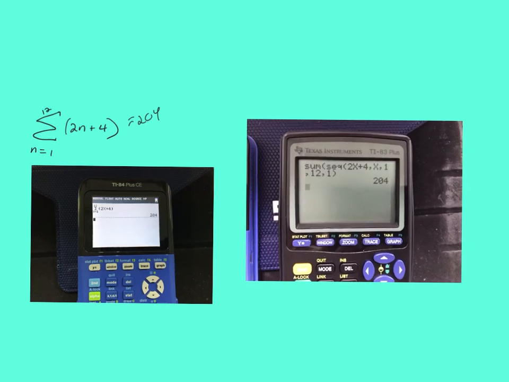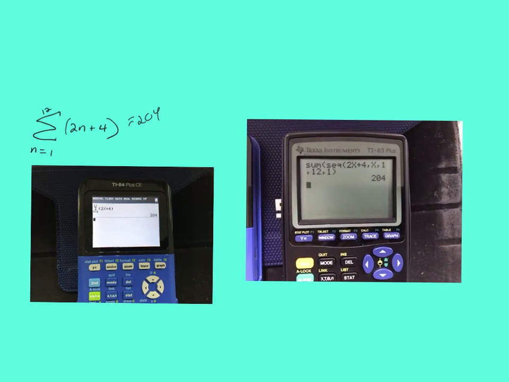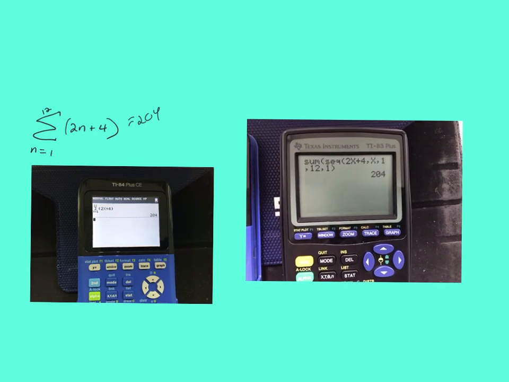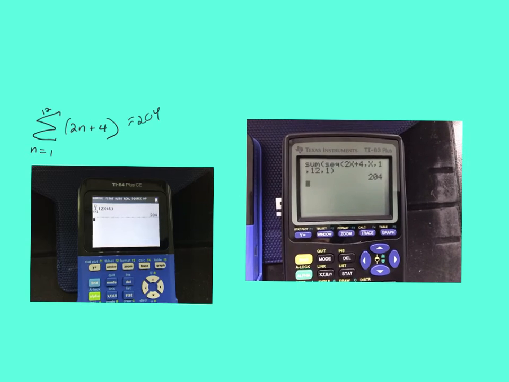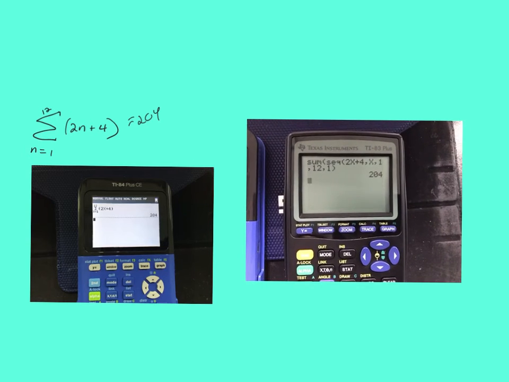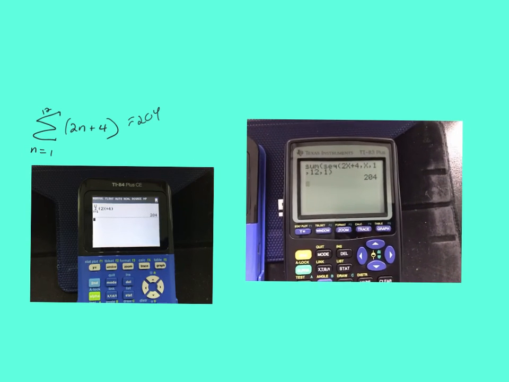So again, sum, then sequence, then the equation, then the variable x, then the number on the bottom, then the number on the top, and then 1. This is simply so that you can check your answers, however, because you won't be able to use a graphing utility on this test or quiz, so keep that in mind.